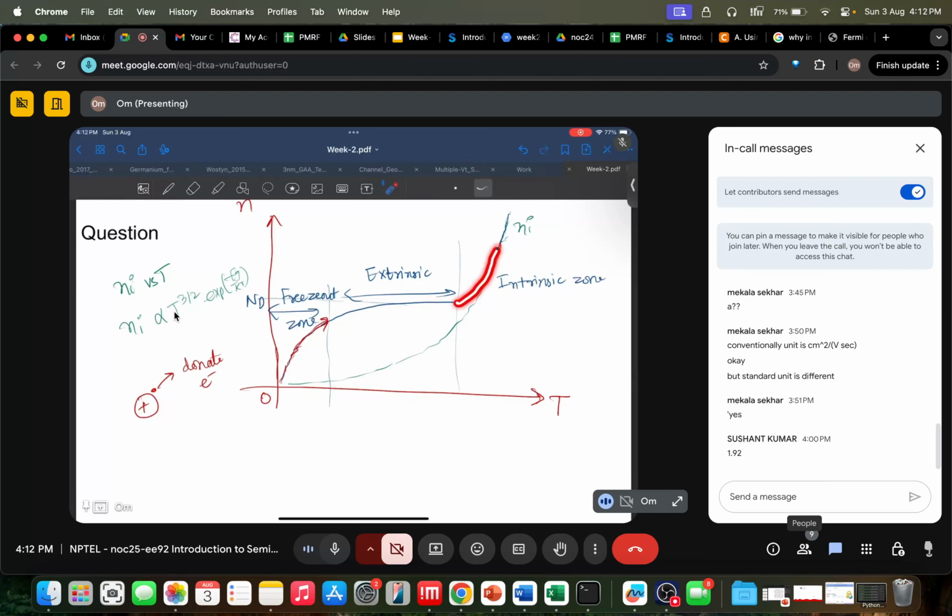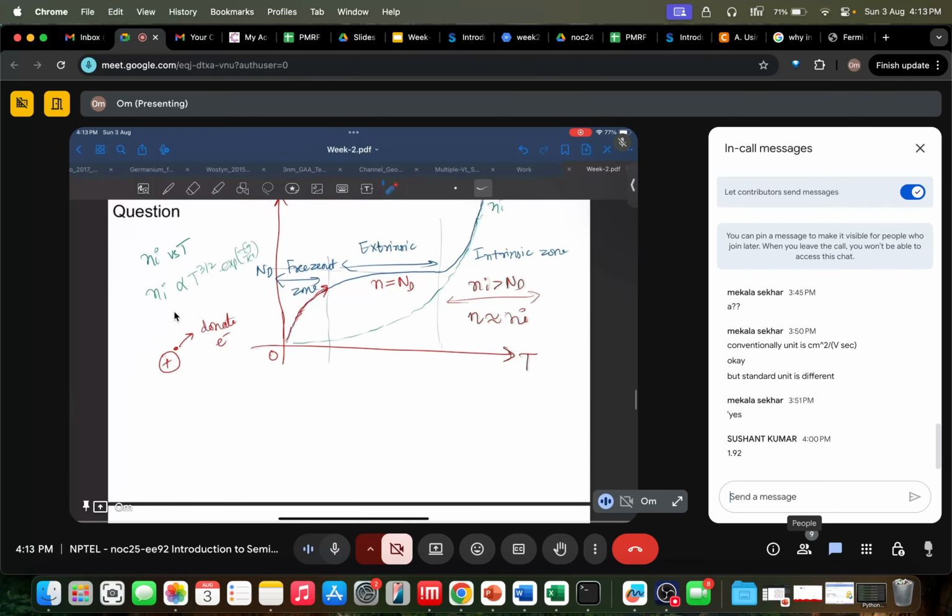Then when you further increase the temperature, the thermally generated carriers become more, so ni becomes more than ND. So n becomes equal to ni here, and n equals ND in the middle. So overall, the electron concentration first increases, then remains constant, and then increases again with temperature. Right? So this is the overall understanding.